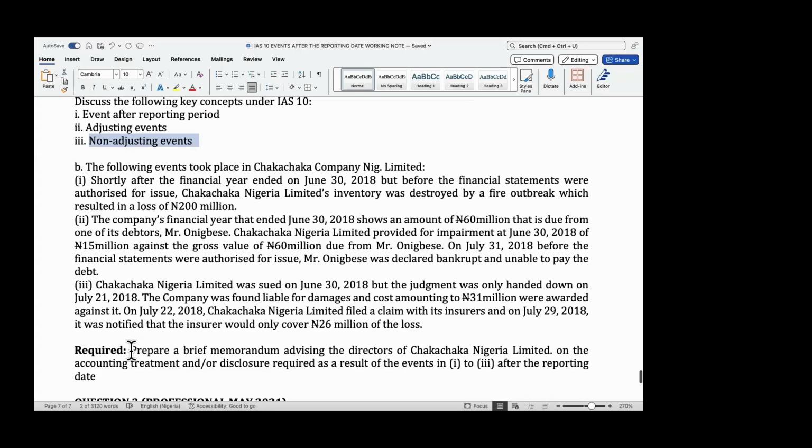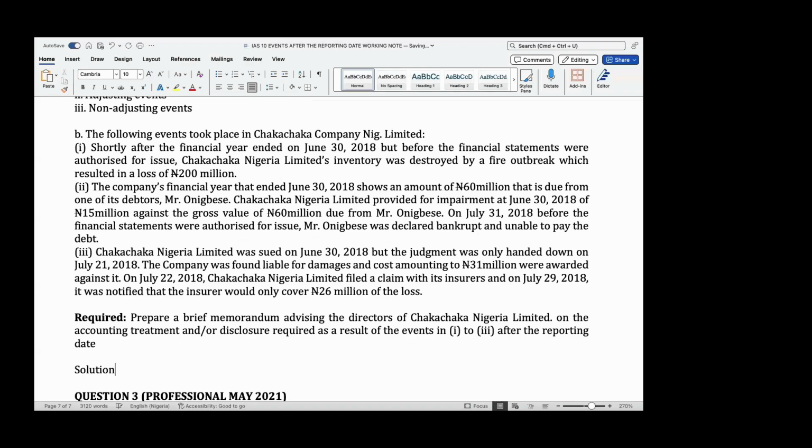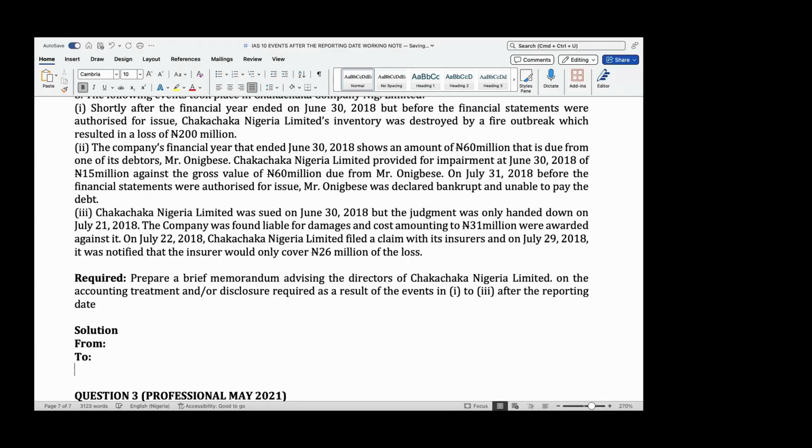So if you look at the requirement of this, they say we should prepare a brief memorandum advising the directors of Shaka Nigeria Limited on the accounting treatment or disclosure required as a result of items 1 to 3 after the reporting date. So they say prepare a brief memorandum. Please help them do their memorandum. And this is what is required. You need to do something like this.